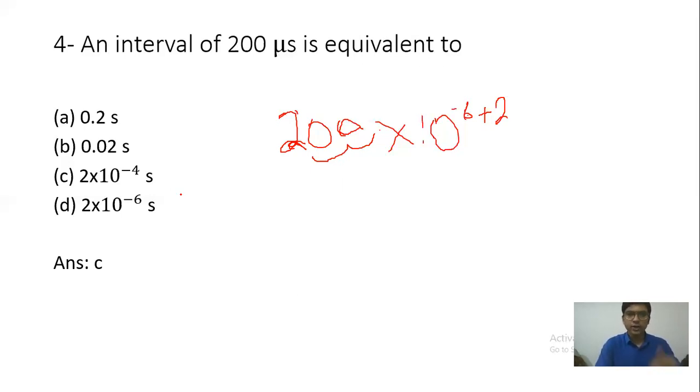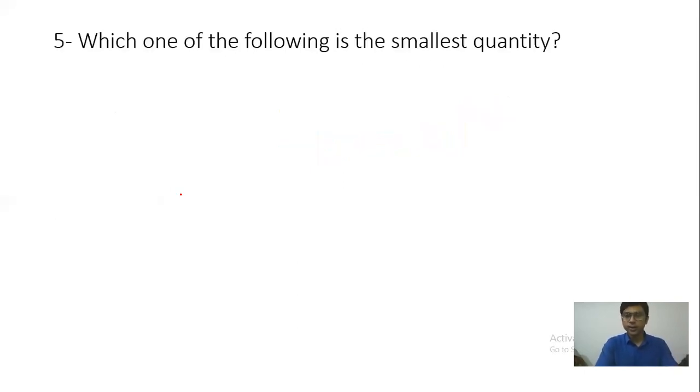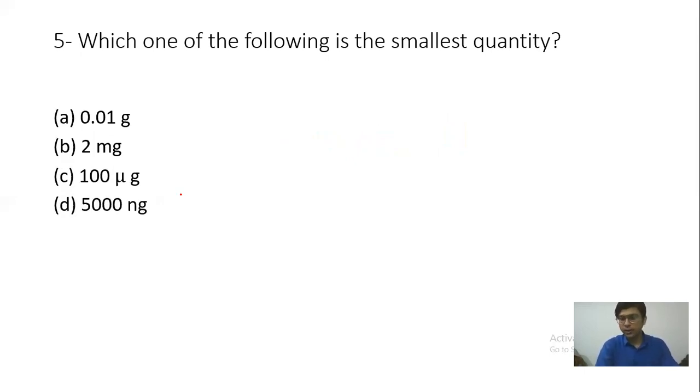Now let's move on to another MCQ. Which one of the following is the smallest quantity? We have to find which is the smallest quantity. The first option is 0.01 grams, the second is 2 milligrams, the third is 100 micrograms, and the fourth is 500 nanograms. Here again we have to solve it a little.